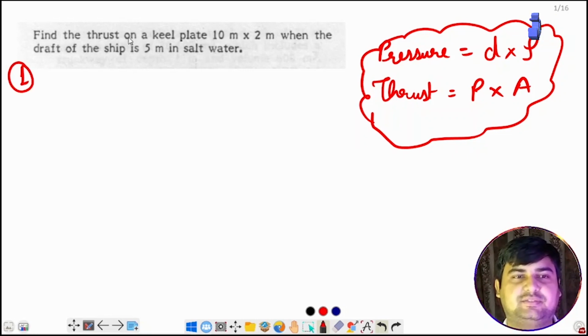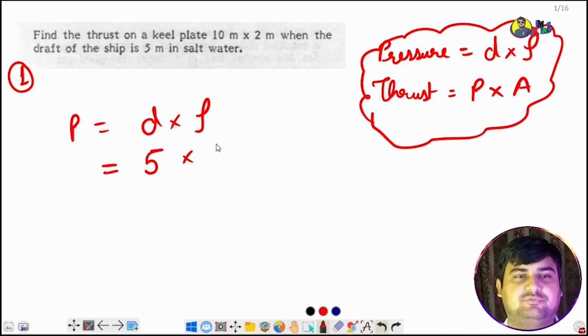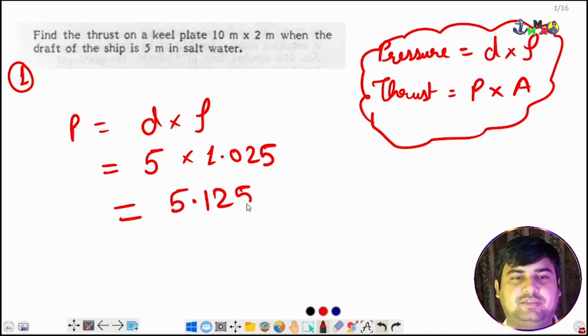First is, find the thrust on a keel plate 10 meter into 2 meter when the draft of the ship is 5 meter in salt water. As we know, pressure is equal to depth into density. Depth we know that is 5 meters, that is the draft of the ship, and salt water density is 1.025. So it will come out to be 5.125 tons per meter square. So this is the pressure.